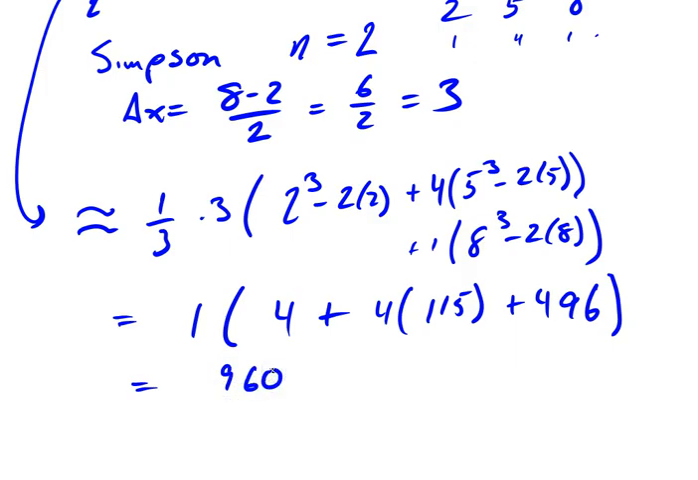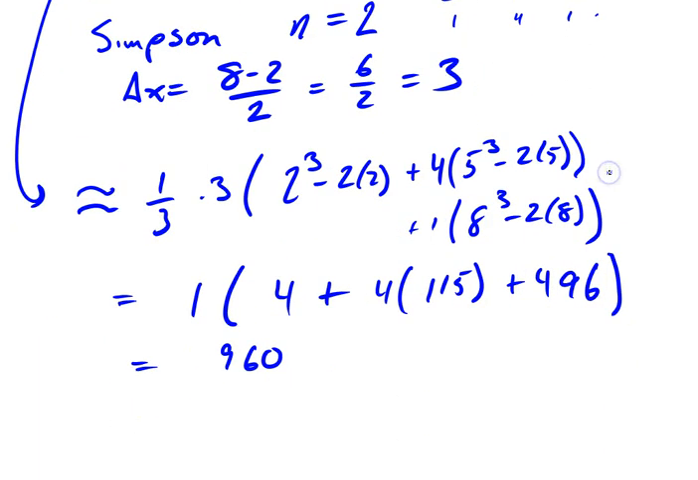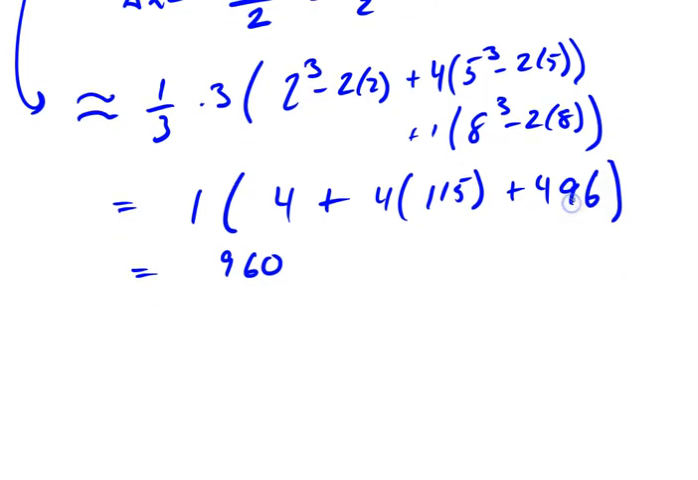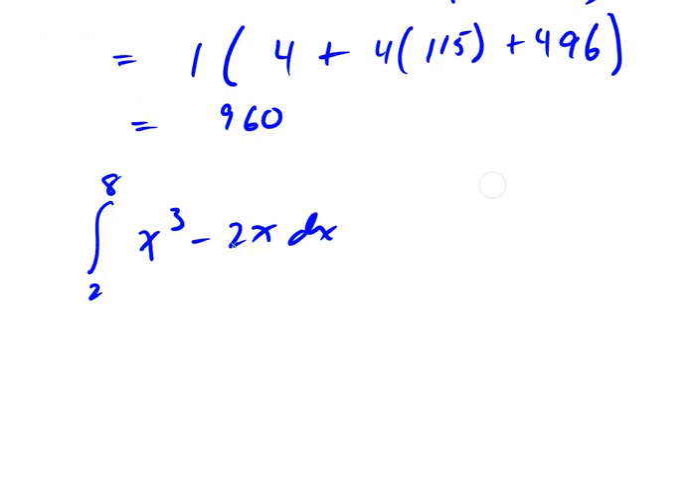960. Well, that's my estimate of this integral, right? Integral of this cubic with n equals 2. Let's see how well we did. Let's actually do the integral, because I can integrate from 2 to 8 of x cubed minus 2x dx by just using the antiderivative here in the fundamental theorem of calculus. So I've got x to the 4 over 4 minus x squared evaluated between 2 and 8.